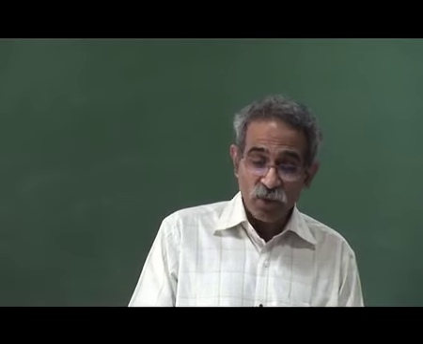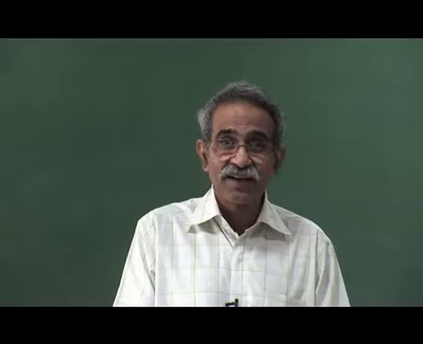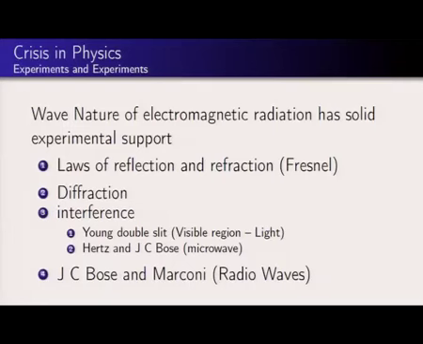Where does it get the solid support from? You have laws of reflection and refraction. You have diffraction. You have interference. These are the experiments which conclusively show that light is a wave phenomenon. And remember, we spent a long time in our second lecture looking at the evidence for all these things. So you have Young's double slit experiment in the visible region. Hertz and J.C. Bose repeated the experiment in the microwave region. J.C. Bose and Marconi were able to produce radio waves. Marconi got a Nobel Prize. J.C. Bose did not get. That's a different matter altogether.